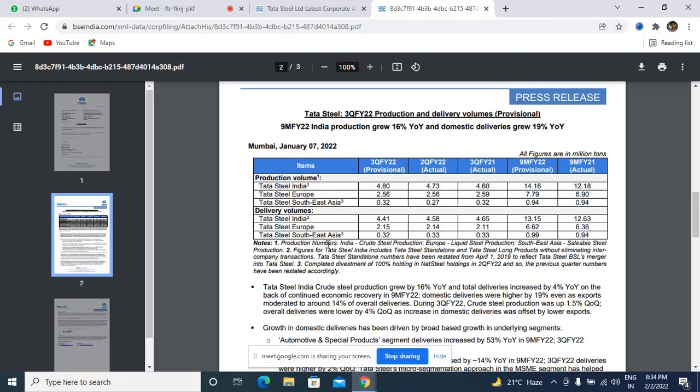You can see production numbers, it includes India, it is called crude steel production. In Europe, it is liquid steel production. South East Asia, it is called sellable steel production. It's the same thing. Okay, the steel that has been produced here, it's the same thing, but there is only a difference in names. So this is total production volume.